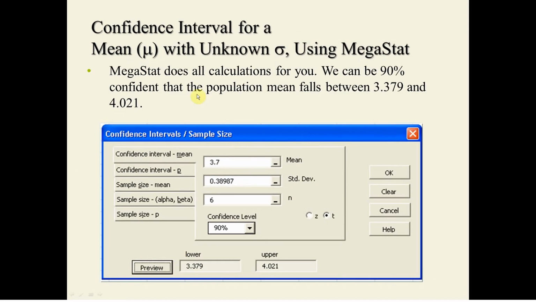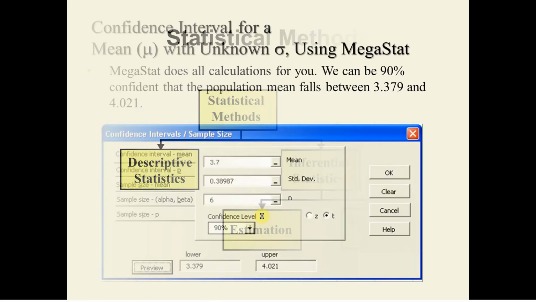Well, what we can do is use Megastat to do the calculations for us. Now, we could go through all the technicalities of how to do this, but I don't think it's particularly illuminating. I think you know enough of the theory behind this already without having to know how to do the calculations. Let's just let Megastat do the work. So what we would do is open up Megastat and calculate a confidence interval under the confidence tab. Let's see if I can get that up.